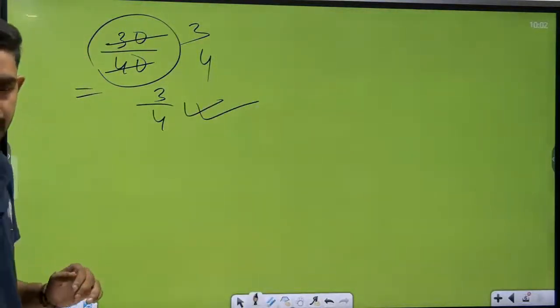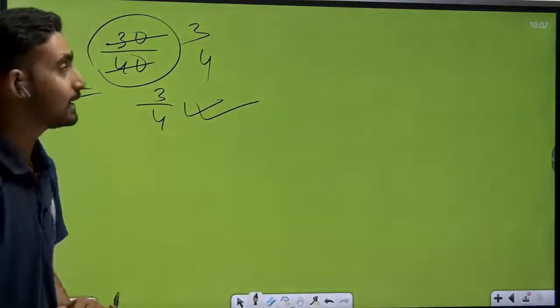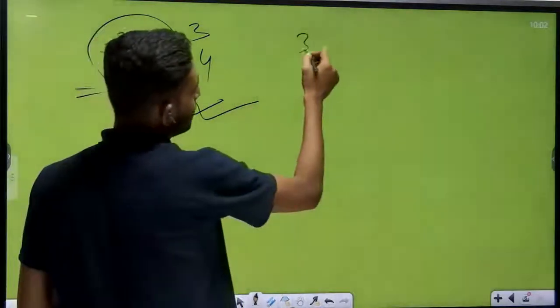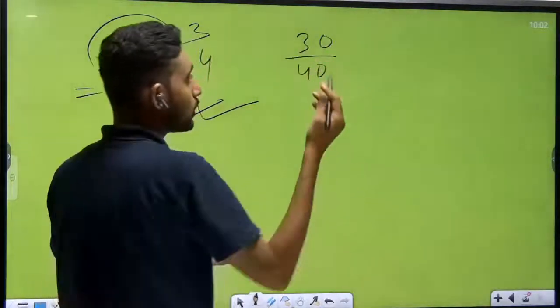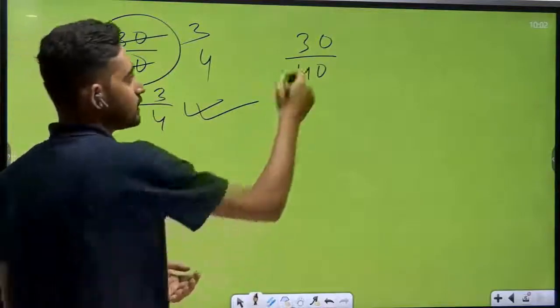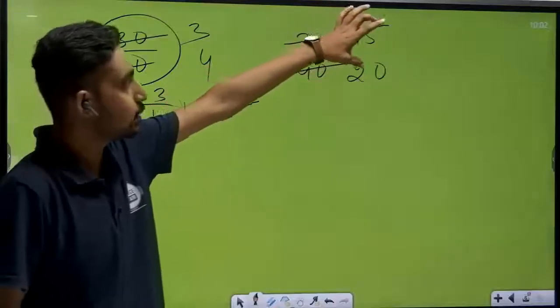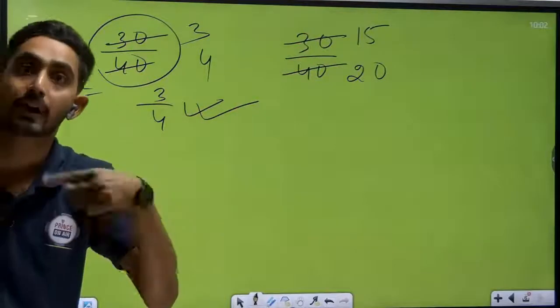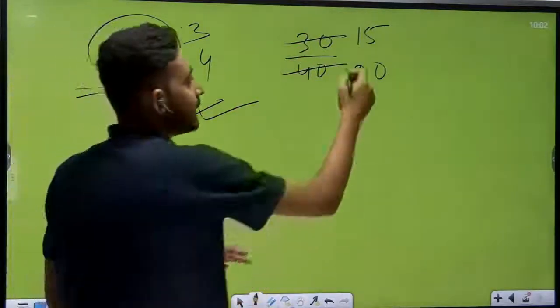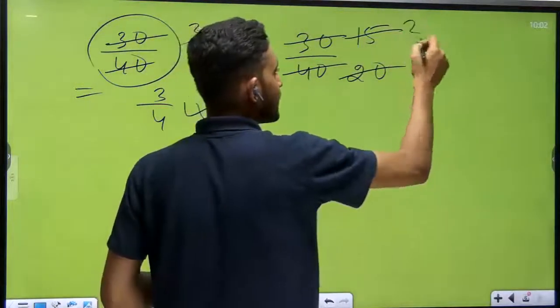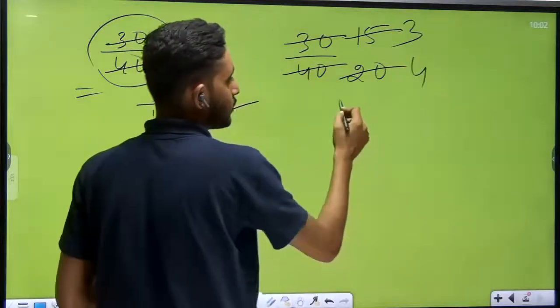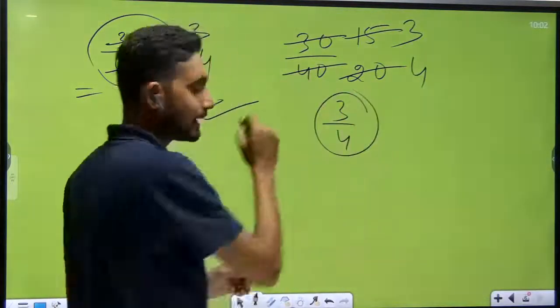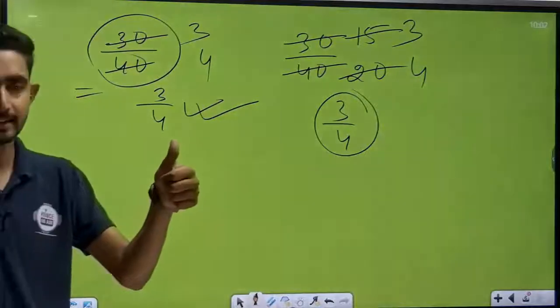Okay, done. And you are thinking, sir, 30 and 40 we can cancel out by 2 also. Yes, obviously 2 also. So if I cut by 2, then here remaining 15 and here remaining 20. Then 15 and 20 are numbers that are divisible by 5 also. So we can cancel them. 5 3s are 15, 5 4s are 20. So your answer will be 3 upon 4. Understood all of you? Very easy.